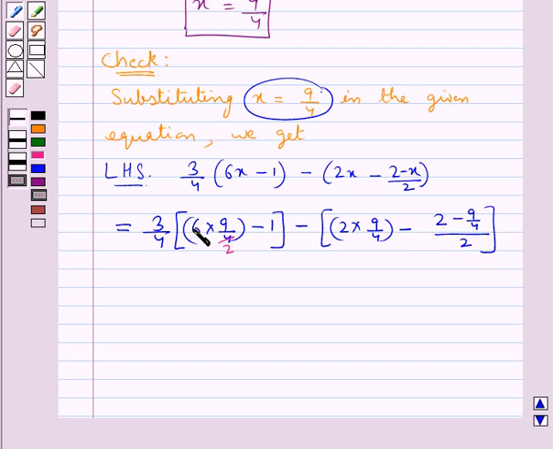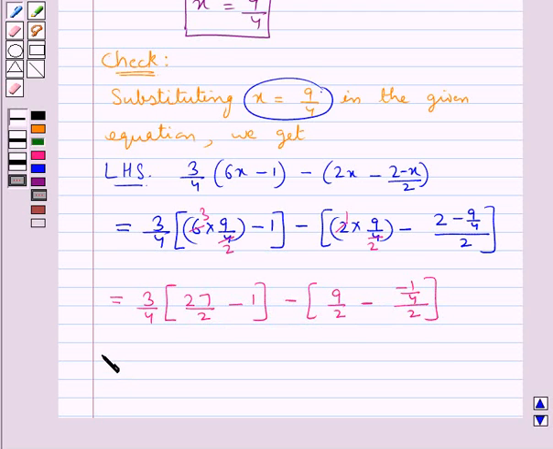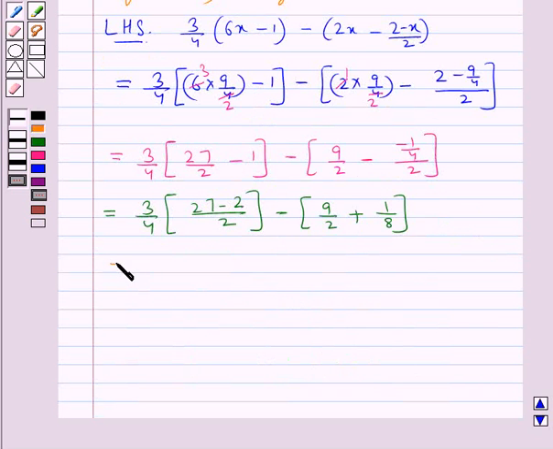Now 2 times is 4, 2, 3 times is 6, 2 times is 4. So this would further give us 3 upon 4 into (27 upon 2 minus 1) minus (9 upon 2 minus (1 upon 4) upon 2). That is, we get 3 upon 4 into (27 minus 2) upon 2 minus (9 upon 2 plus 1 upon 8). This further gives us 3 upon 4 into 25 upon 2 minus, now we get 8 as the LCM, 9 4 times is 36 plus 1 upon 8.